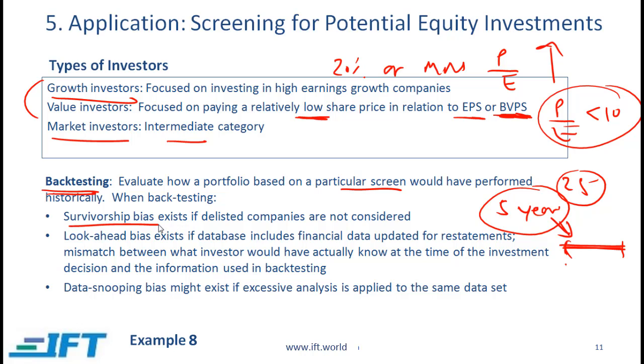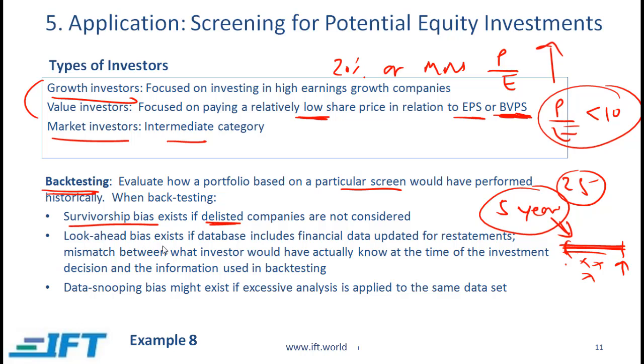This exists if delisted companies or companies that have gone out of business are not considered. If we only consider companies that have survived till the end, then our returns will tend to be overstated because we are skipping or missing out the companies that might have gone out of business.